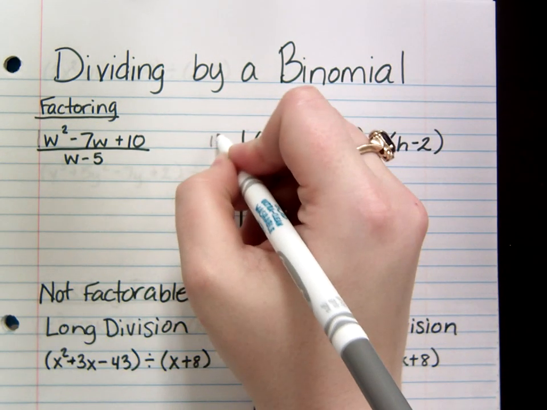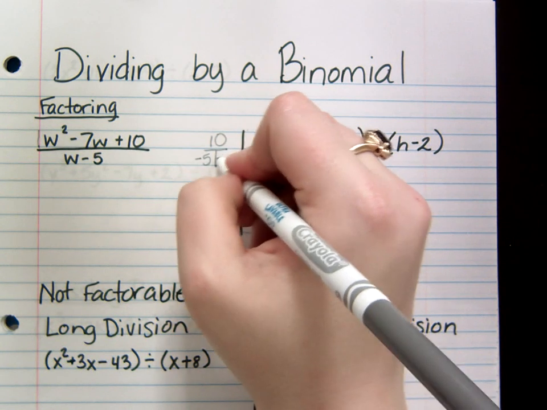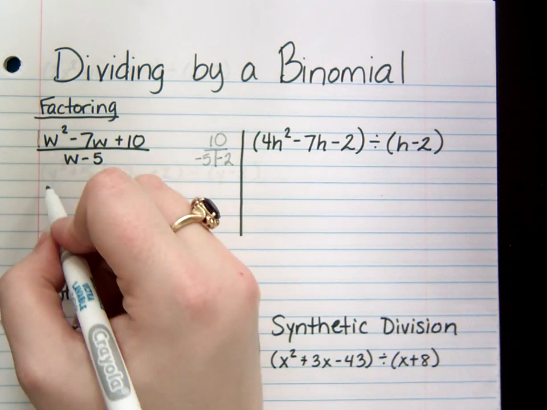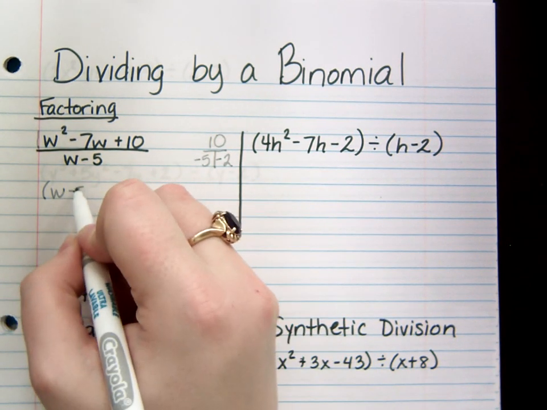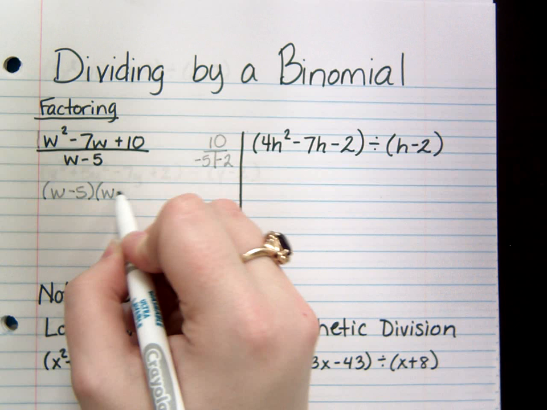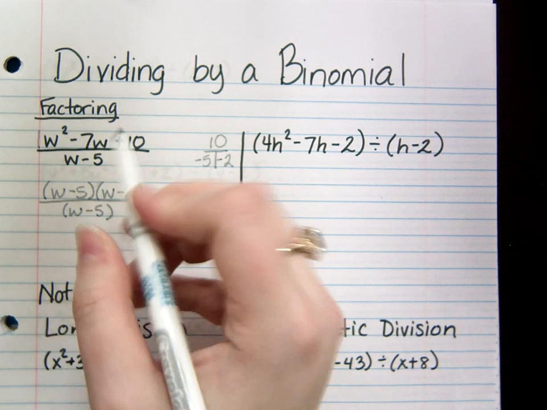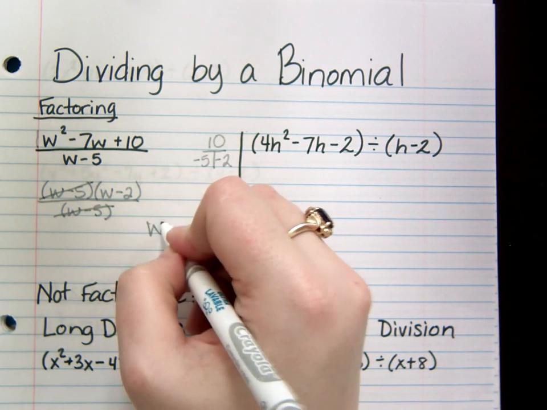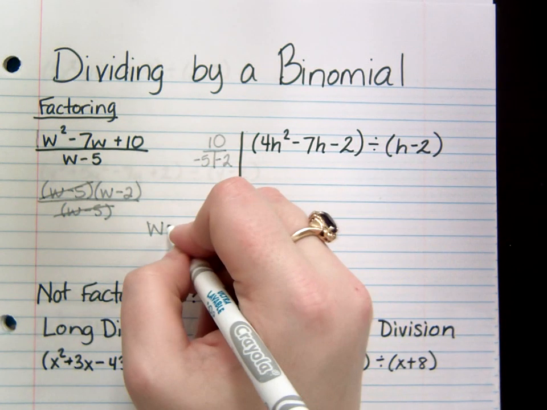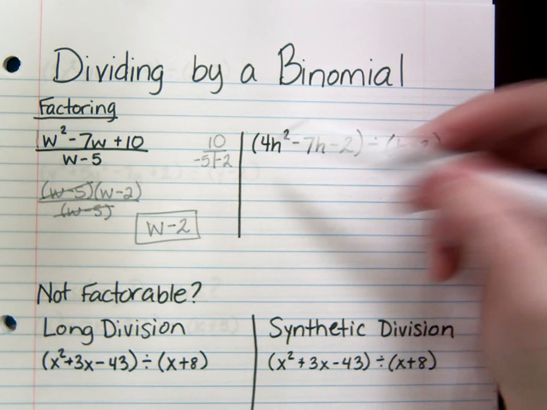So we will find two numbers that multiply to be 10, but add to be -7, which are -5 and -2. So I can write this numerator as w minus 5 times w minus 2, divided by w minus 5. Well, the w minus 5's cancel out, meaning this division problem is equal to w minus 2. It also works sometimes when your a value is not equal to 1.